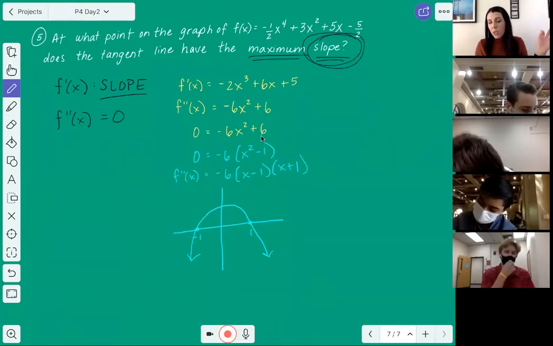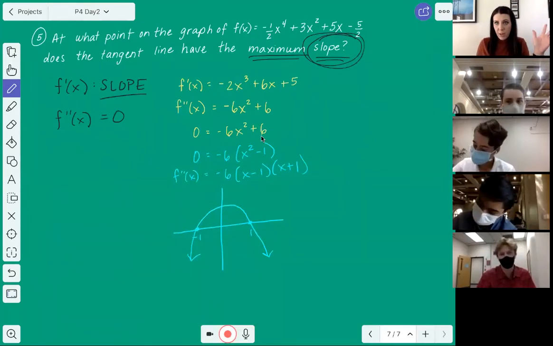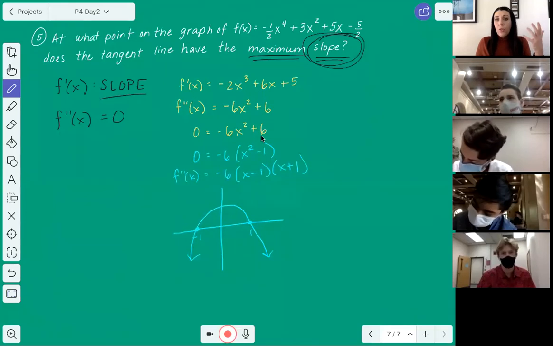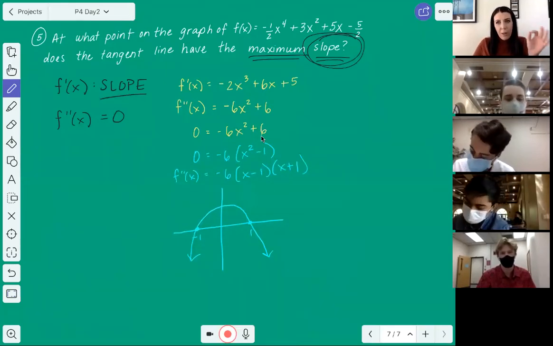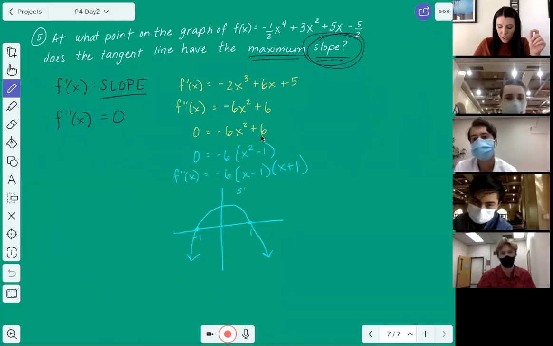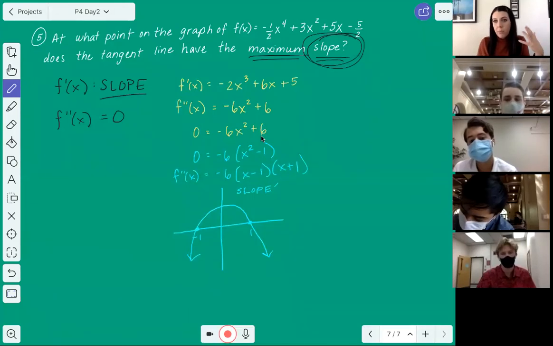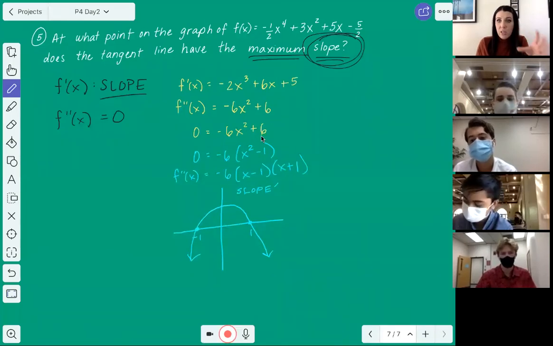So don't get too addicted to those number lines. Don't use them. I've told you that before. Okay. From here, this is the graph of f double prime, but what's helpful to know about this graph is it's really the graph of the slope derivative, or like slope prime, right? This is our slope prime graph. So this is the graph of the derivative of slope.